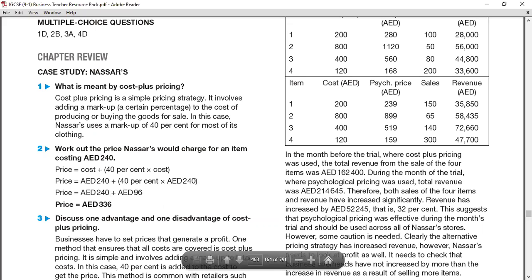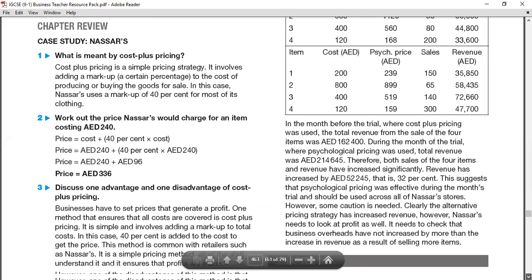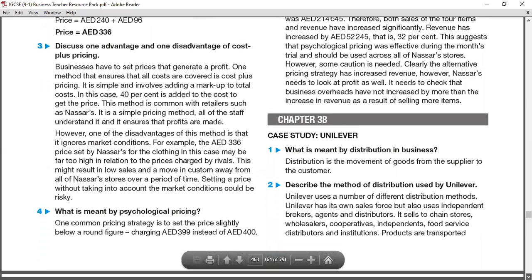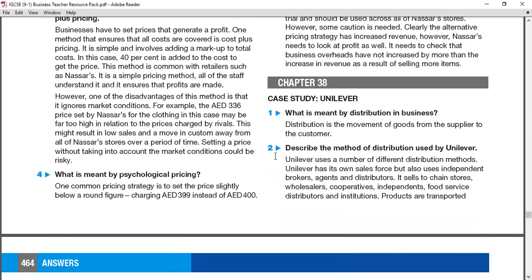Right, so discuss one advantage and one disadvantage of cost plus pricing. Businesses have to set prices that generate profit. One method to ensure costs are covered is cost plus pricing. It's simple and involves adding a markup to the total cost, in this case 40%. This method is common for retailers such as Nassar's. It is a simple pricing method. All of the staff understand it, and it ensures that profits are made. However, look at the disadvantage. This is the way you have to write. I think everyone can manage this kind of sentence building pattern.